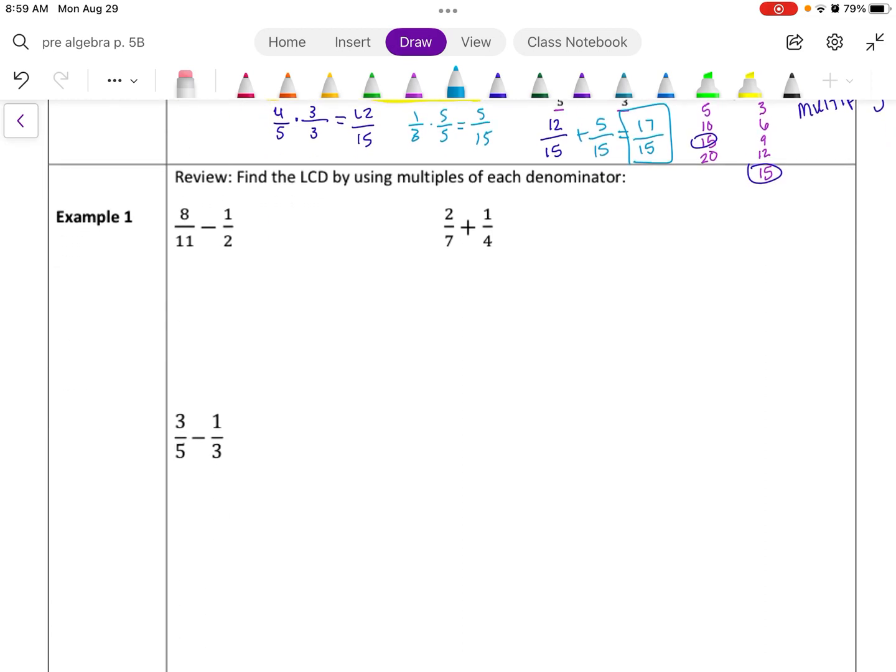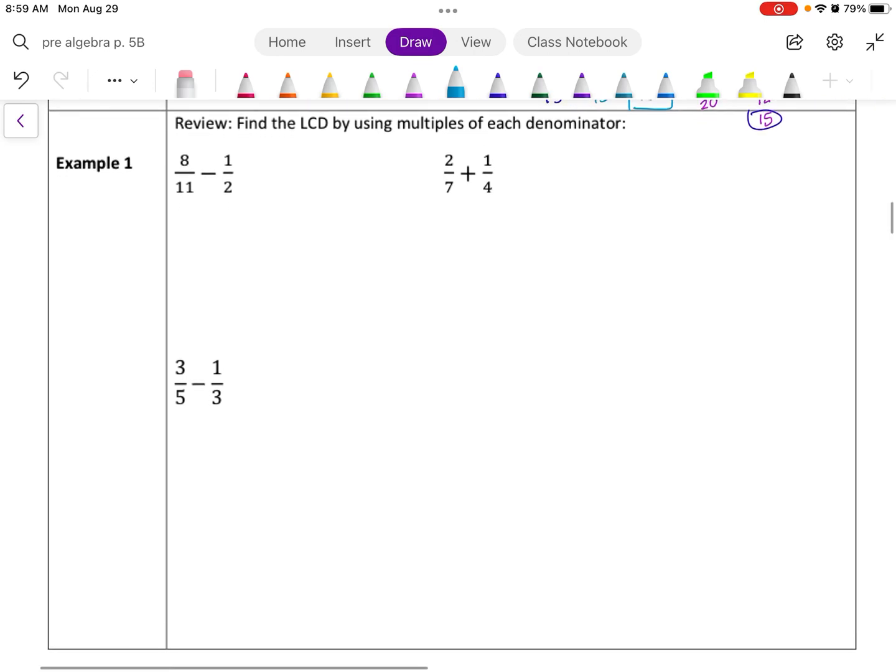We want to start by finding the least common denominator by using multiples for each of these problems. So we have 8/11 minus 1/2. Well, 11 and 2 are not the same denominator, so we need to think about what they could go into. Well, 11 goes into 11, and it goes into 22. Okay, so let's think about this. 22 is even, so 2 must go into 22. So 22 is our lowest common denominator.